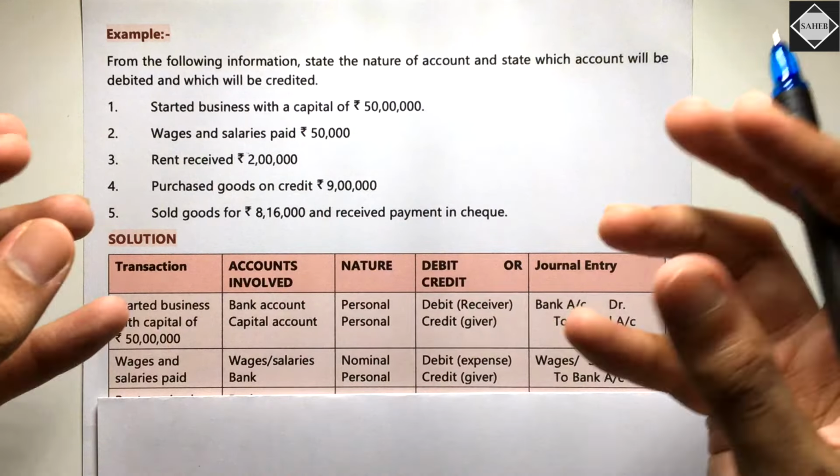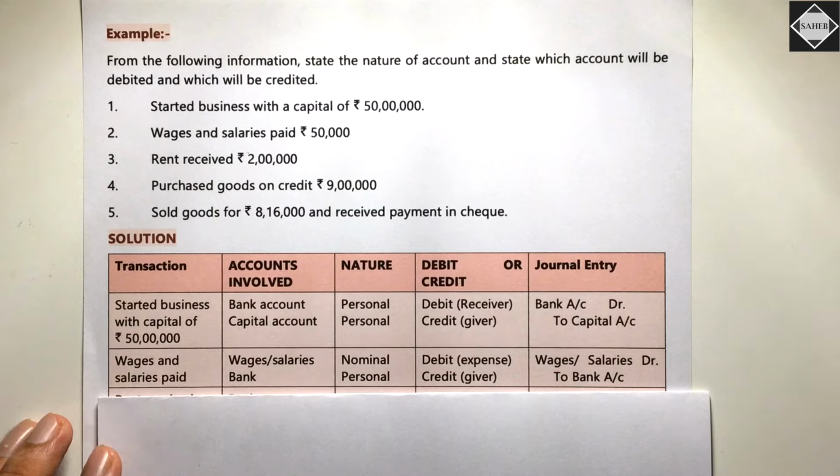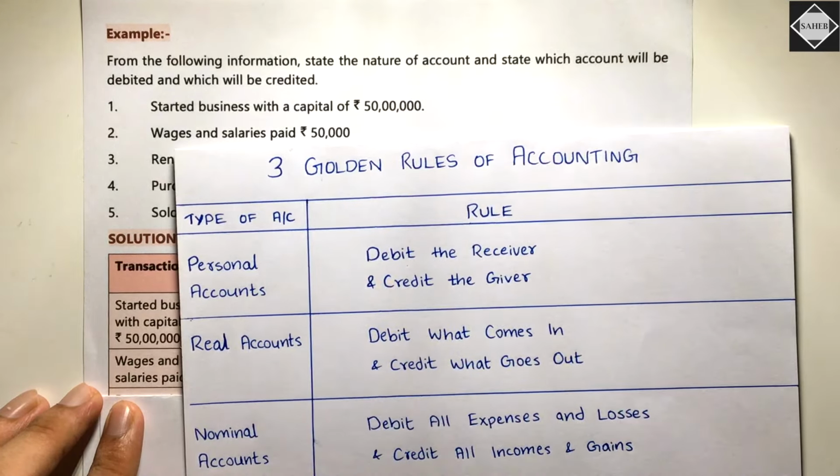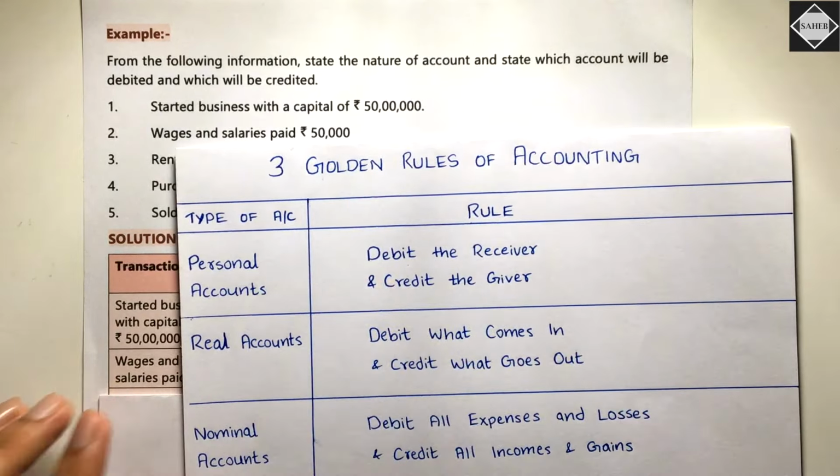Now, in which category does wages and salaries fall? Wages and salaries are not personal account. They are not natural persons, neither the artificial person nor representative personal. It can't be real account as well because it's not an asset. It is nominal because it's an expense, isn't it? In Hindi we say it's kharcha, right? It's nominal account. And you know how bank account is personal account. You have already seen the reason.